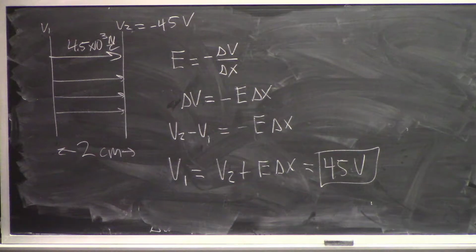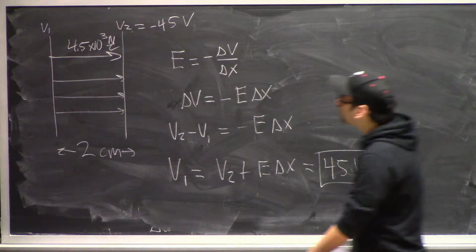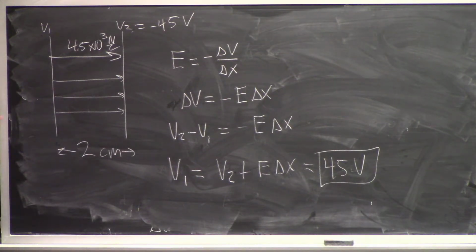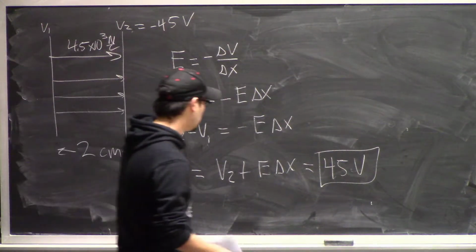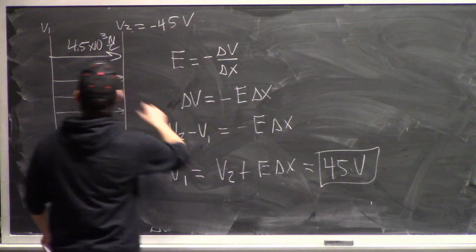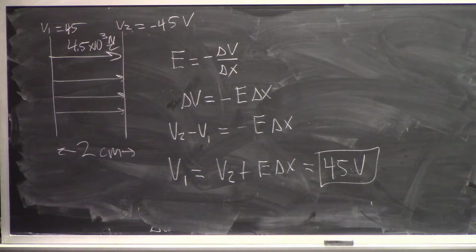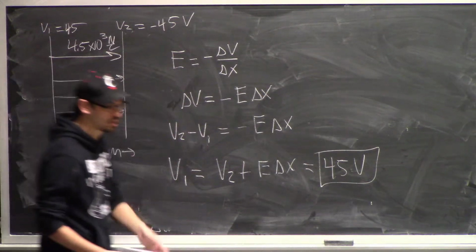Okay. Now we can check to see if this answer makes sense. It could be possible we plugged in the wrong numbers or something, but at least the physics should make sense here. If I say that V1 is 45 and V2 is minus 45, does it make sense that the electric field goes in that direction? Yeah, because it's going to go from a higher potential to a lower potential. Okay.